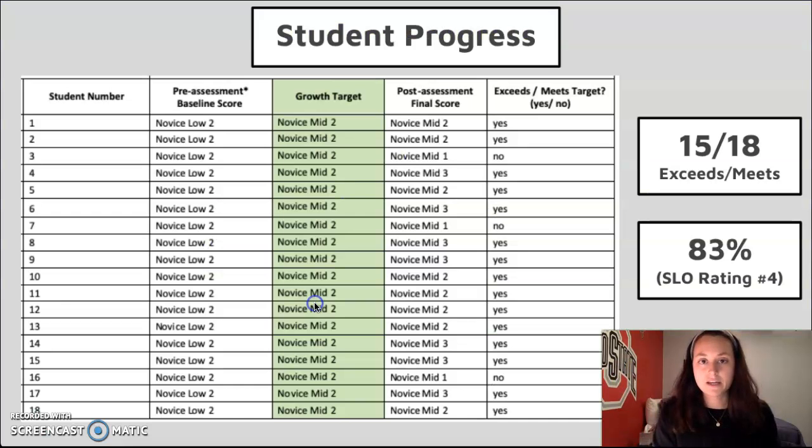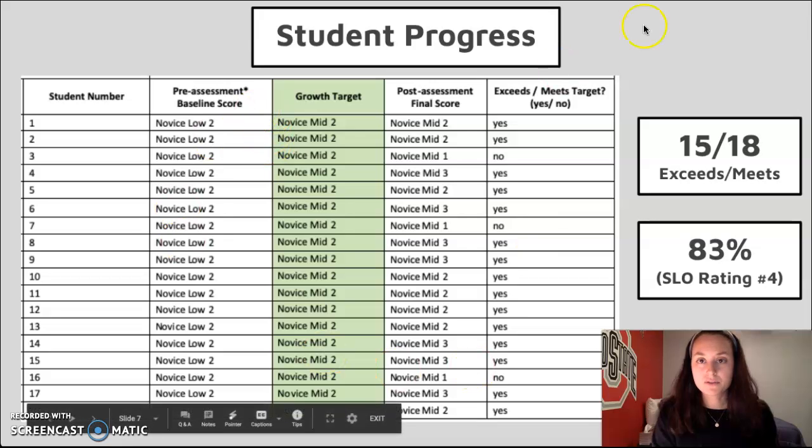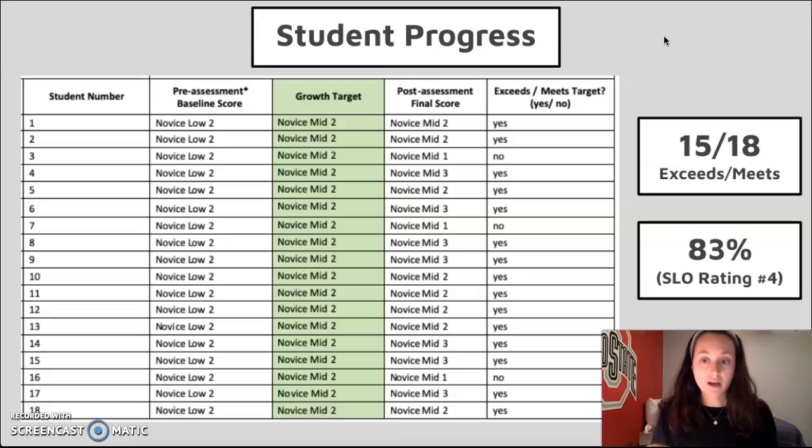So let's examine the data. Here is the table documenting student progress from pre-assessment through post-assessment. As we can see, 15 out of 18 students met or exceeded the growth target. This means that 83% of students performed at the Novice Mid 2 level or higher. With respect to the SLO data, this means that the SLO would receive a rating of 4 or above average student performance.